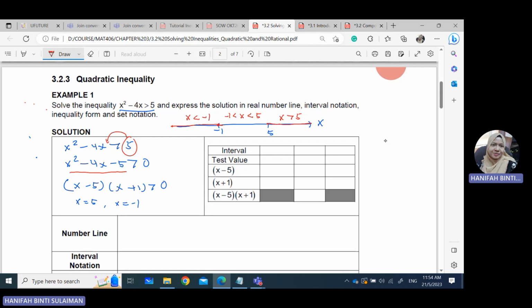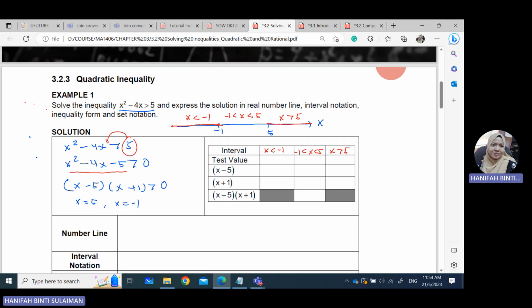Okay, so you boleh buat dalam bentuk table. The intervals involving x are: x less than negative 1, x between negative 1 and 5, and x greater than 5. So untuk test value, macam mana kita nak test value? We test a value of x which is less than negative 1. Nilai-nilai x yang kurang daripada negative 1 adalah apa? Negative 2, negative 3, negative apa-apa saja.